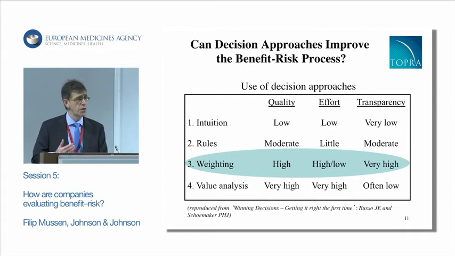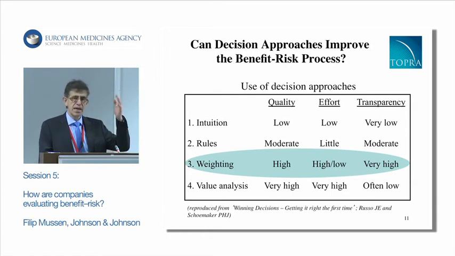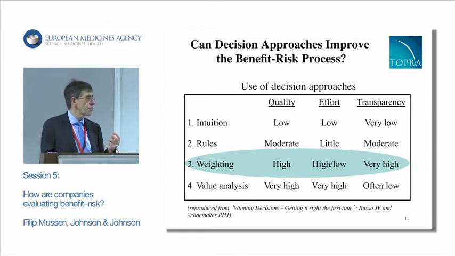So putting a number of simple rules around the decision is already making things a little bit better, increasing the quality and increasing the transparency. Then there are simple weighting techniques that one can use. Even the forest plot that I put out a couple of slides ago, where, for example, one can rank the benefits and the risks in order of importance, is already a kind of weighting technique. And the quality then really increases. So you come to a high quality.